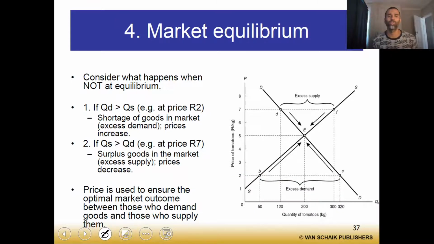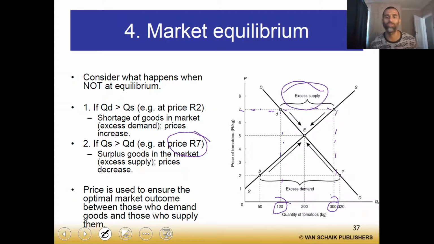Next, let's consider a situation where the price exceeds the equilibrium price of 5 rand. So let's say we have a price of 7 rand per kilogram for tomatoes. Well, in this situation, we observe that the quantity demanded goes down to 120. However, the quantity supplied goes up to 300 kilograms of tomatoes. In this case, we have a situation of excess supply. Greater quantity of tomatoes are being supplied by producers than are being demanded by households.